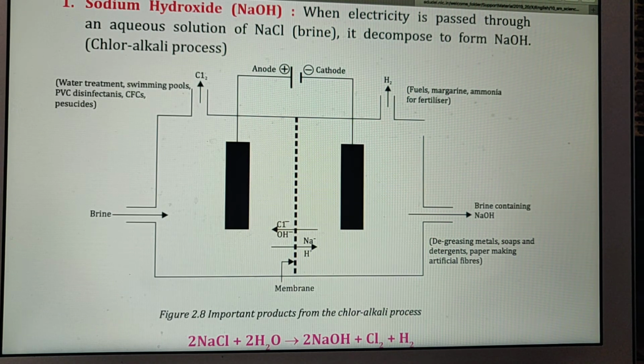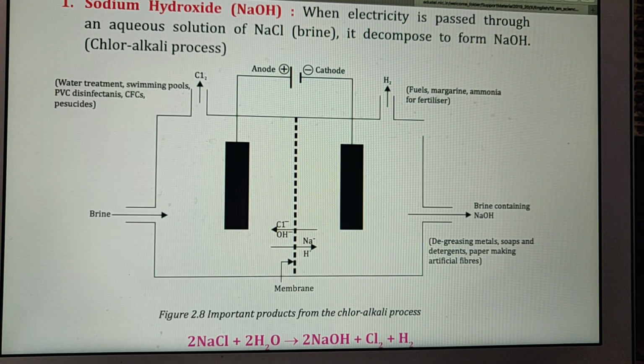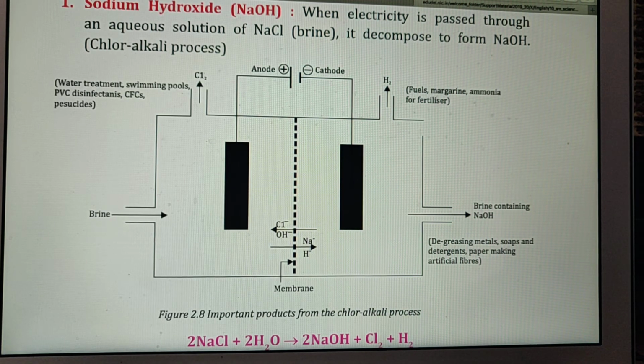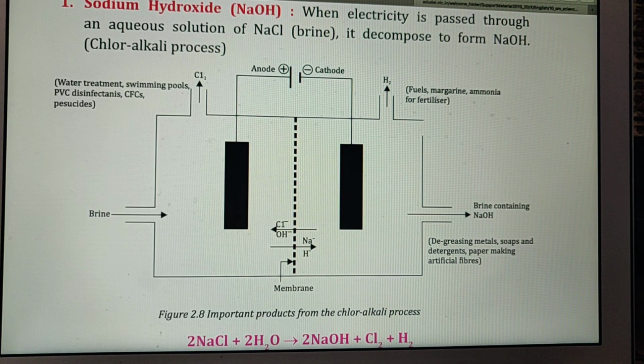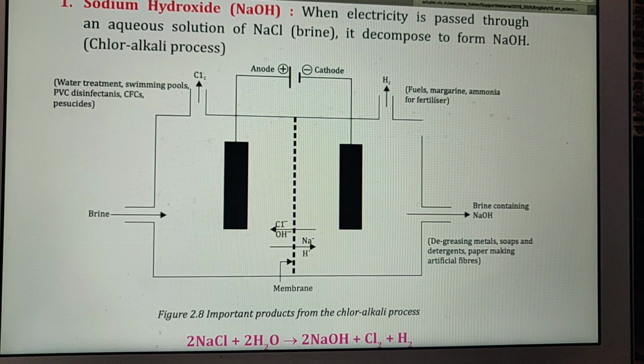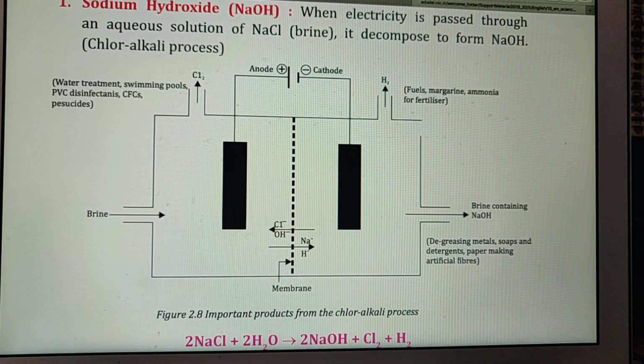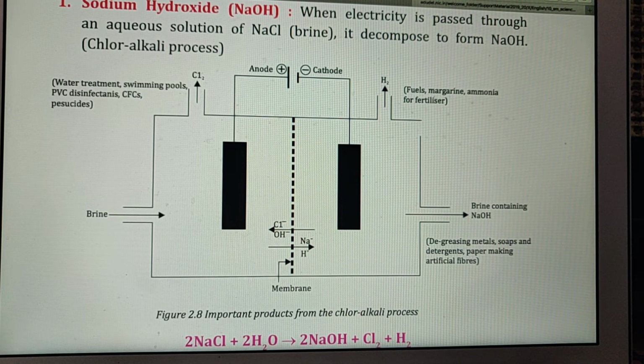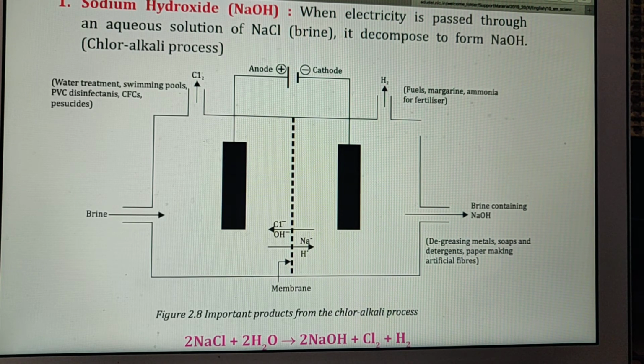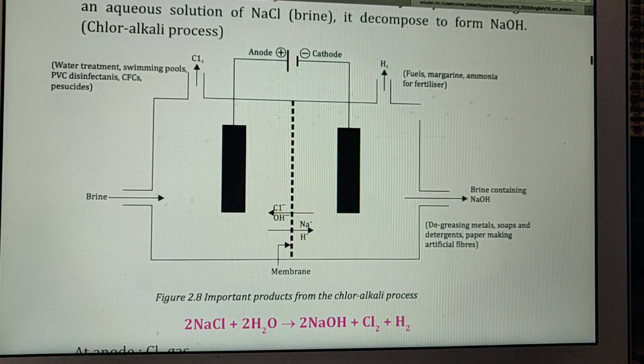pesticides. There are two electrodes, one is the anode, another is the cathode, and brine is put in the tank. Chlorine is produced at the anode, sodium moves towards the cathode, and hydrogen is produced at the cathode, and brine containing sodium hydroxide will be removed. Sodium hydroxide is used for degreasing metal, soaps and detergents, paper making, artificial fibers.